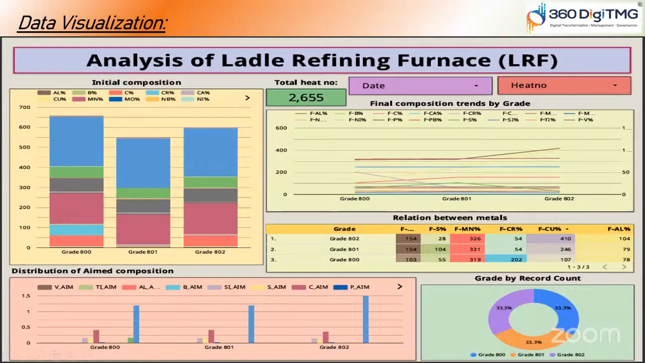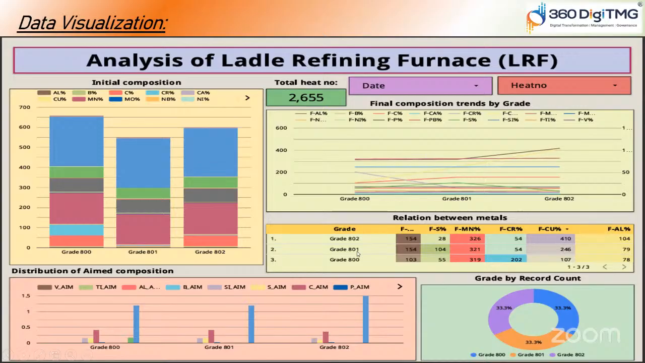It's the final one. So grade 800, grade 801, grade 802, high in carbon and manganese, more chromium, and then higher aluminium. So final composition trends by the grade. It tracks how final metal content evolves across grade 802 and 800. Some metals like magnesium and carbon show a consistent increase with grade complexity.